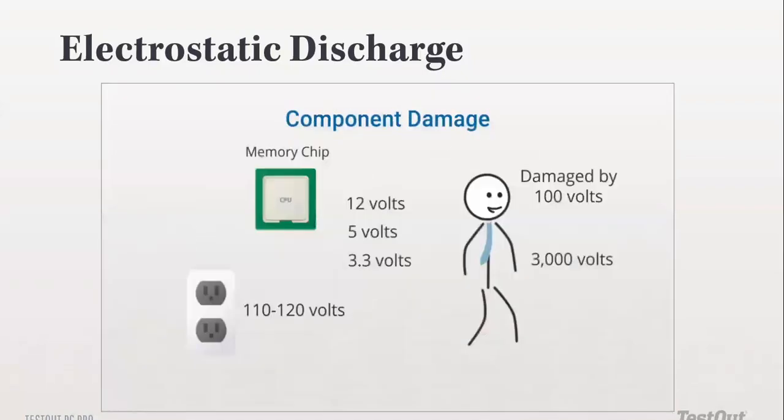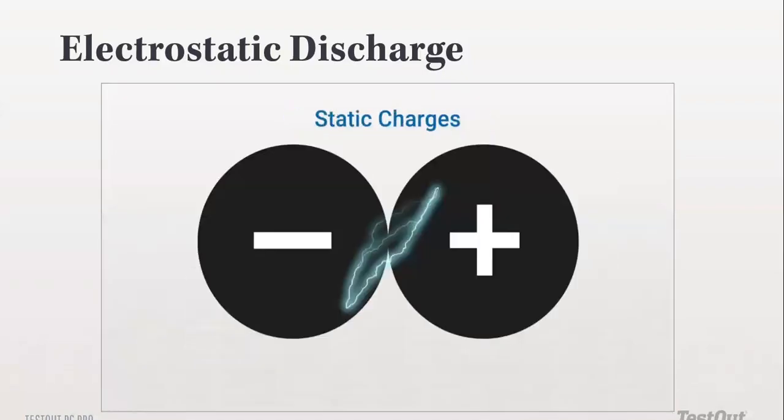Sorry, let me just finish with the previous one before we move to the next. So electrostatic discharge is when two components that are charged with static electricity come in contact. That creates a scenario of electrostatic discharge.